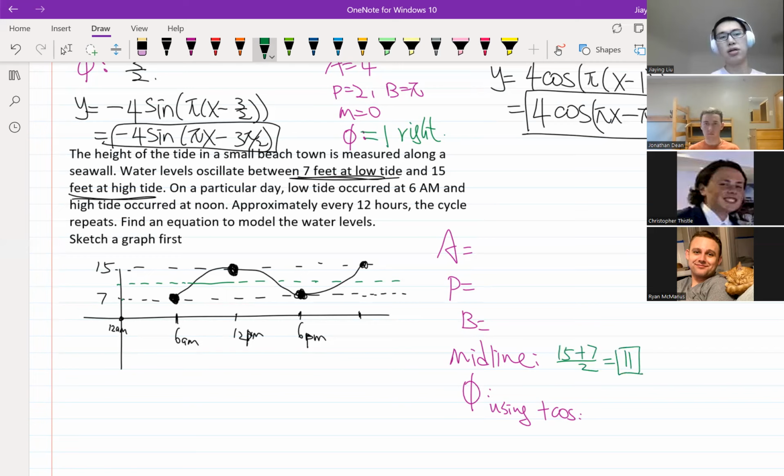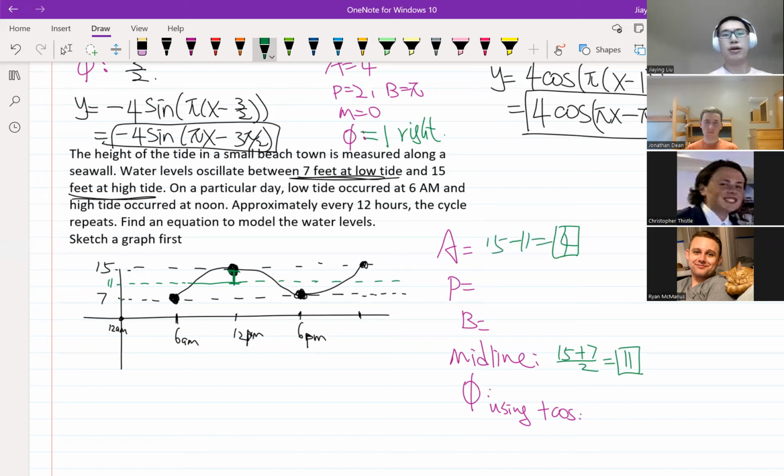Or you can just count. 15 minus 7 equals 8. 8 divided by 2 is 4. 4 plus 7 is 11. So that's a midline at 11. So from 11 to the highest, that's my amplitude. So that's 15 minus 11 equals 4.